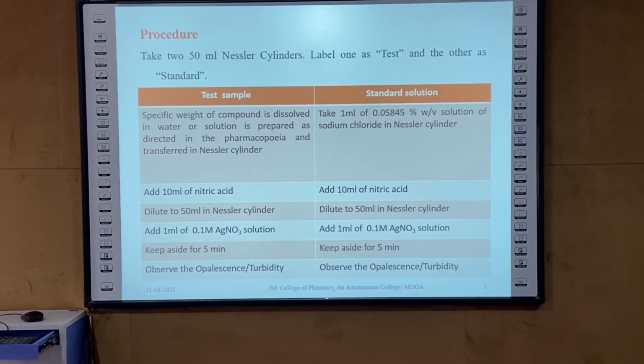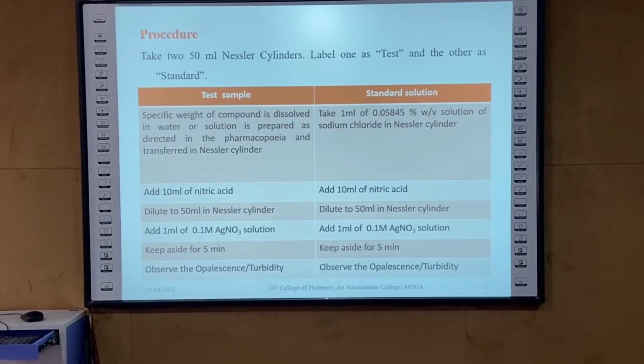Let's first discuss how we will prepare the test sample. The first method which we would be performing here is: take a specific weight of the compound and dissolve it in water, or prepare the solution as directed in the pharmacopoeia, and transfer it into the Nessler cylinder. After that, 10 ml of nitric acid is added and diluted to 50 ml in the same Nessler cylinder. Then 1 ml of 0.1 molar silver nitrate solution is added. Then the solution is kept aside for 5 minutes and opalescence or turbidity is visualized.